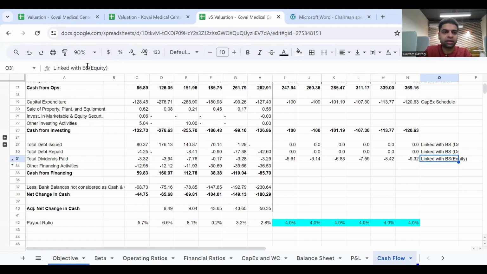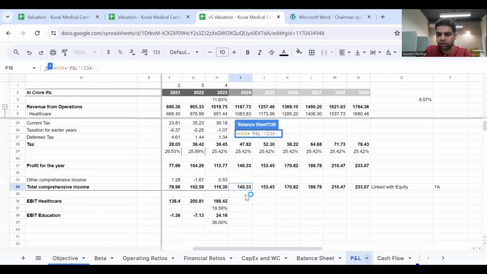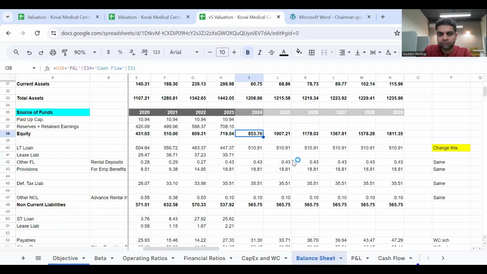Okay. All right. So let's do that. We need to remove this dividend from getting added to your equity. So this minus... sorry. In fact, it doesn't have to be minus. It's already a minus sign. Okay. This is done.